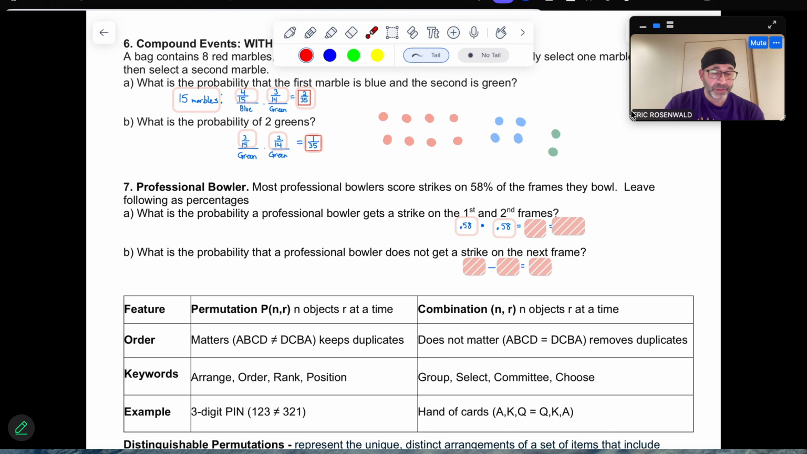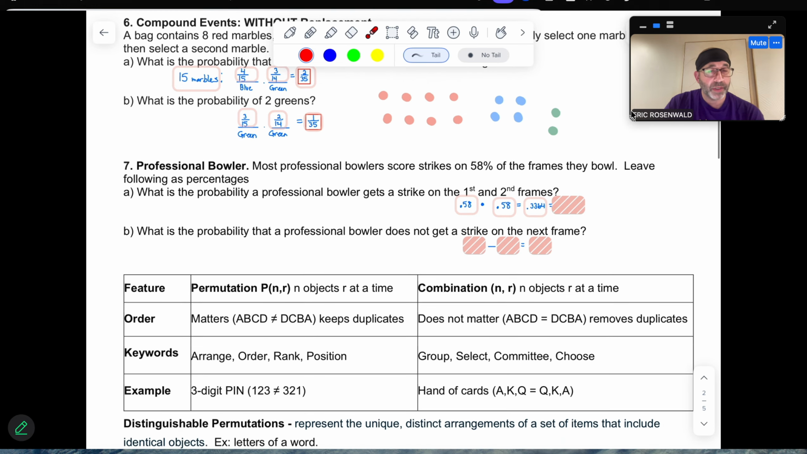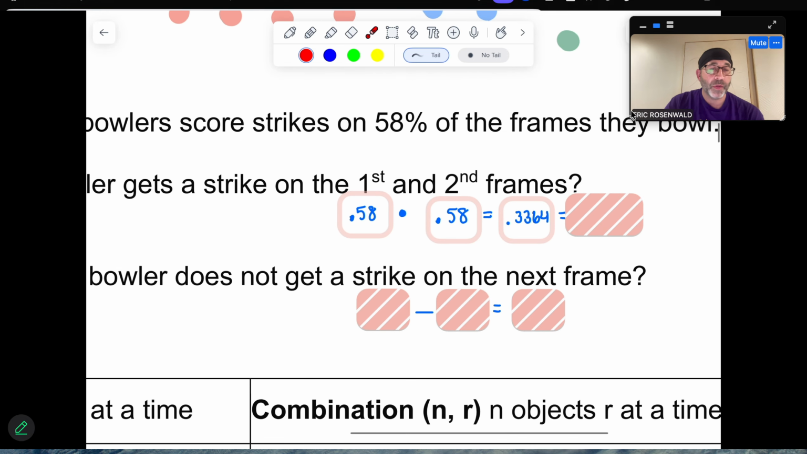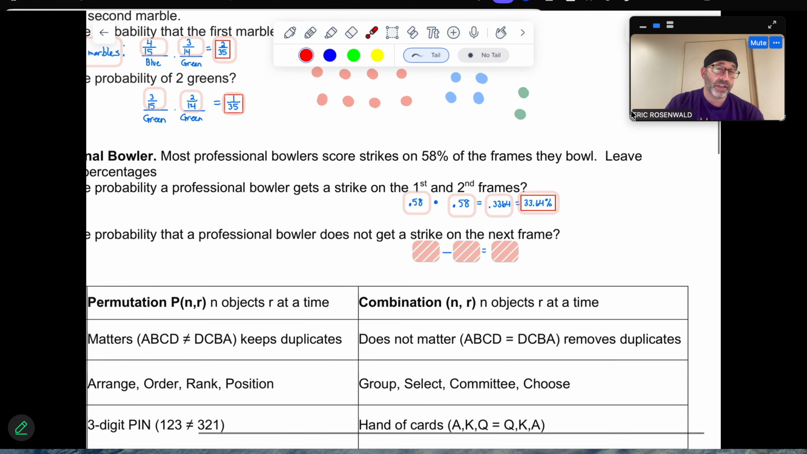So if we multiply these together, it's 0.3364, which is going to be 33.64%. Okay, so that means that they're going to get a strike on the first frame and on the second frame. The probability of this happening is only 33.64%.